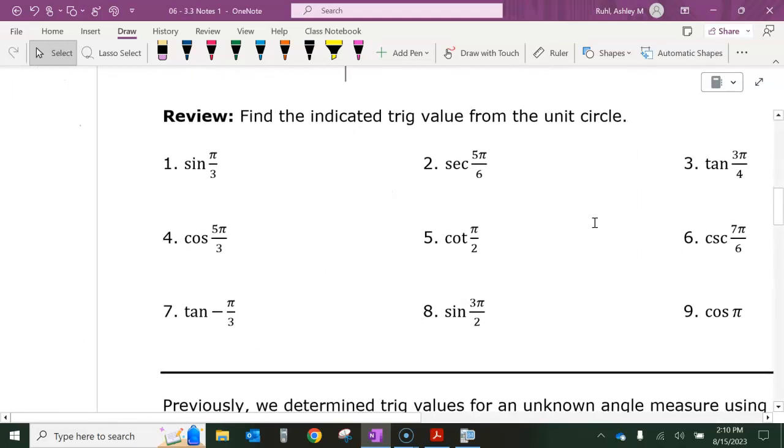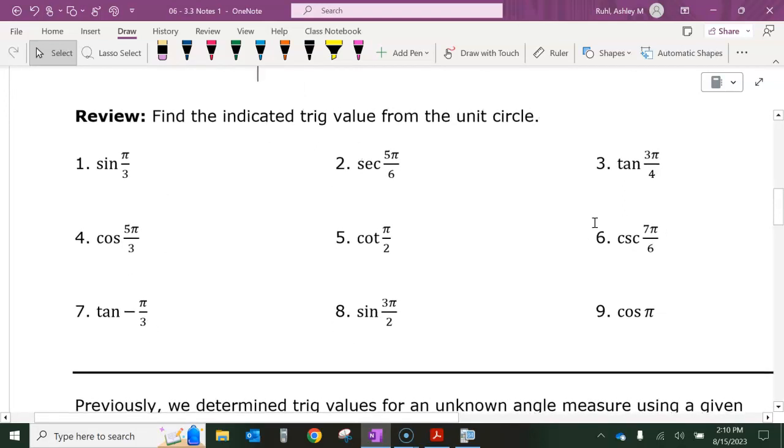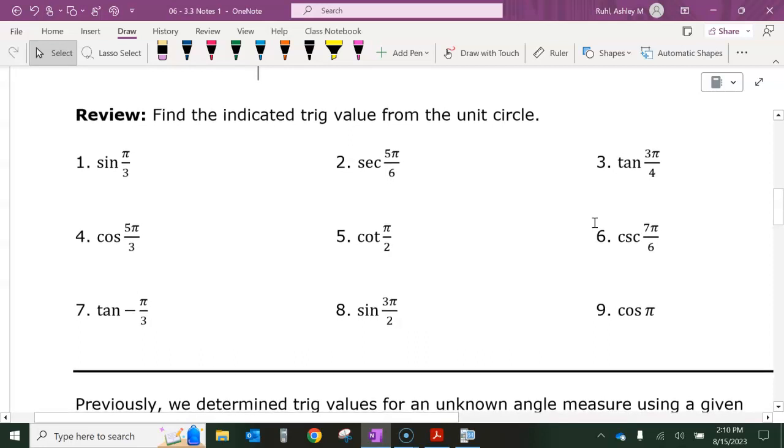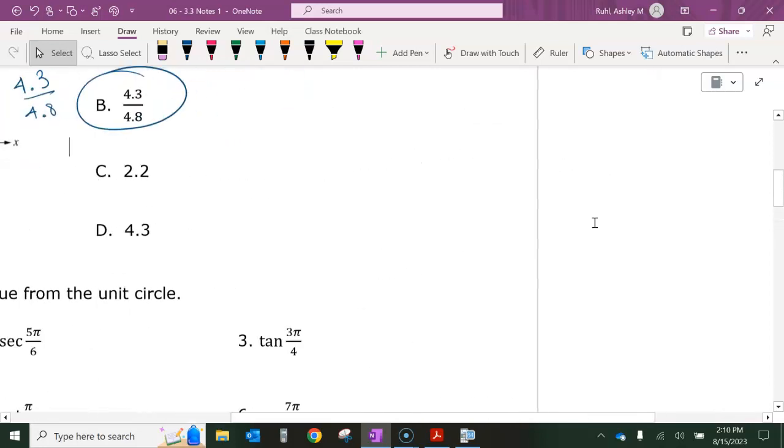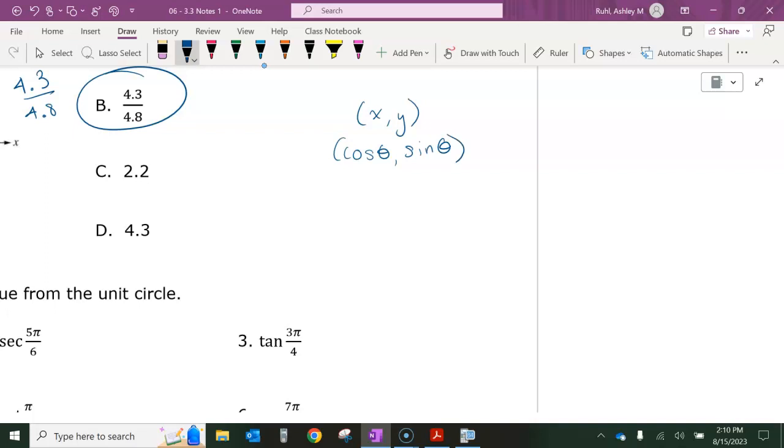So in order to answer any of these questions, it's wanting me to give an exact value for these various different trig functions. So in order to answer any of these, the very first thing that I must have is some basic information from background knowledge. One of those things that I need to know is that I have a coordinate point of x and y on my unit circle, and that's going to give me my x is my cosine, and my y is my sine of whatever that angle is.